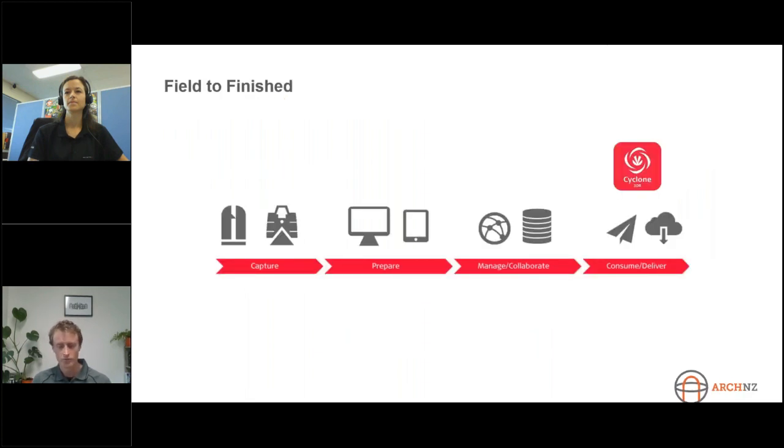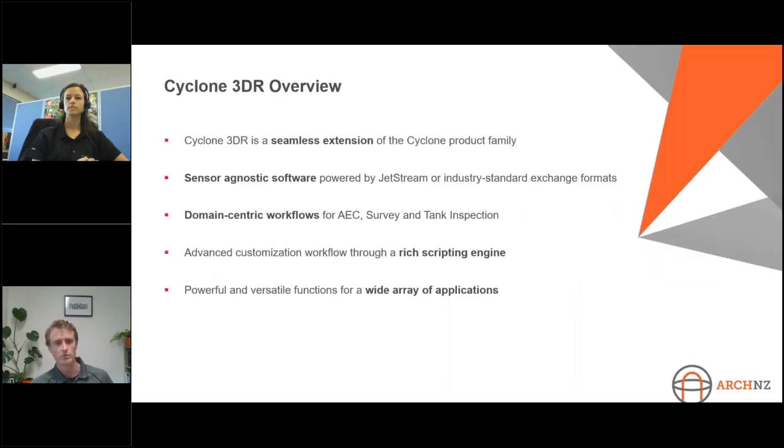So a short overview of Cyclone 3DR. As you can see in this illustration, it really fits into the final stage of the reality capture software workflow. After you've captured your data with whichever reality capture sensor is appropriate, so it could be a laser scanner, a mobile mapper, or a drone with imagery, and you've prepared your data in your registration software or your photogrammetry software, and published to an open format or to a vault such as Cyclone Enterprise, you then consume, analyze, and deliver digital data through Cyclone 3DR. So it's a seamless extension of the Cyclone product family.